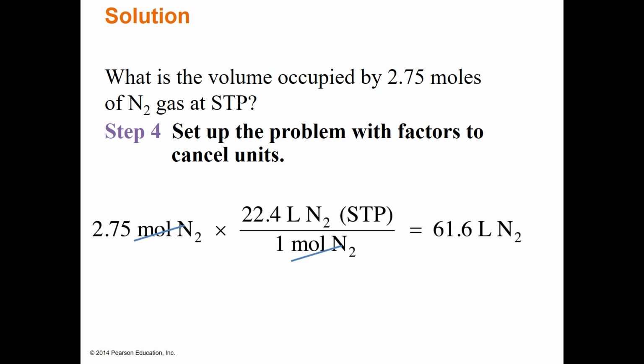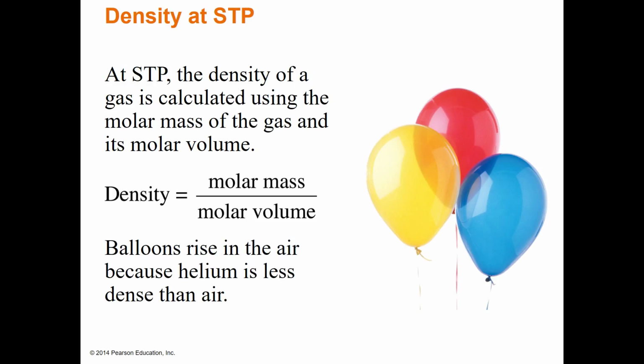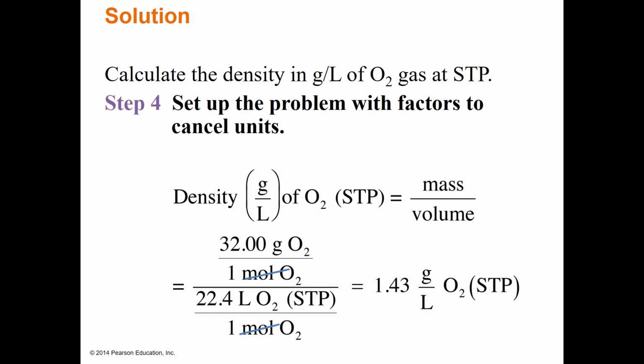Any questions? Okay. At STP, the density of a gas is calculated using the molar mass of the gas and its molar volume. You know density is mass over volume, and so it's going to be molar mass over molar volume. Balloons rise in the air because helium is less dense than air. Calculate the density in grams per liter of oxygen gas at STP.